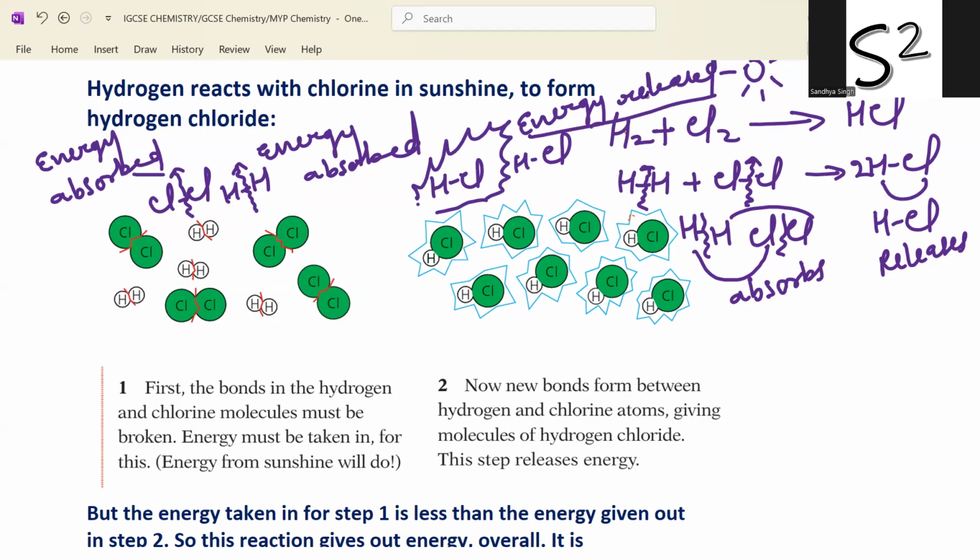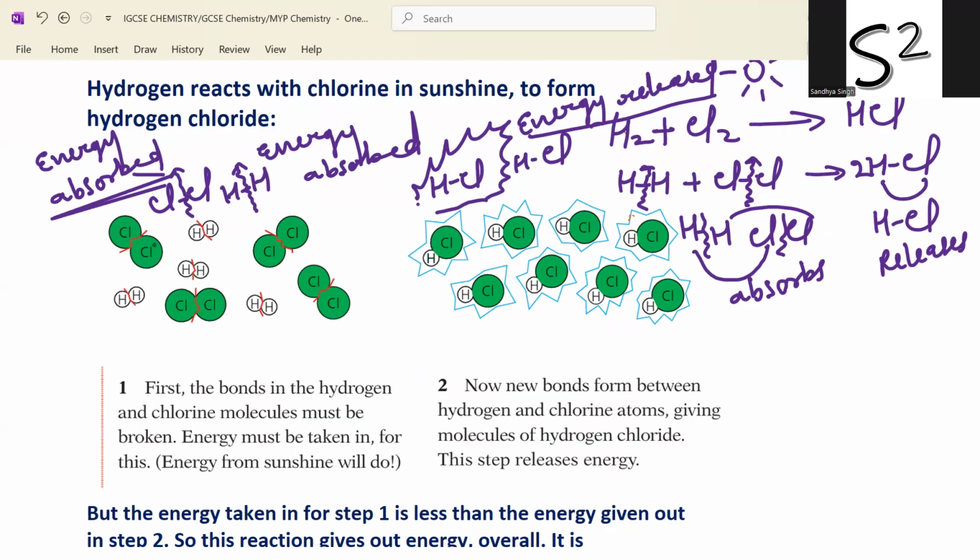So energy is absorbed when bonds break, and when new bonds are forming, energy is released. I'm repeating: when bonds are breaking, energy is absorbed, and when new bonds are forming, energy is released. Look here, first the bonds in the hydrogen and chlorine molecules must be broken.